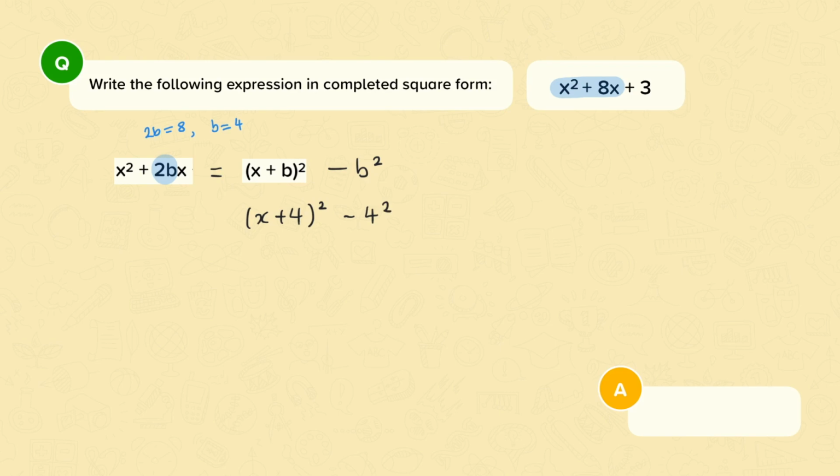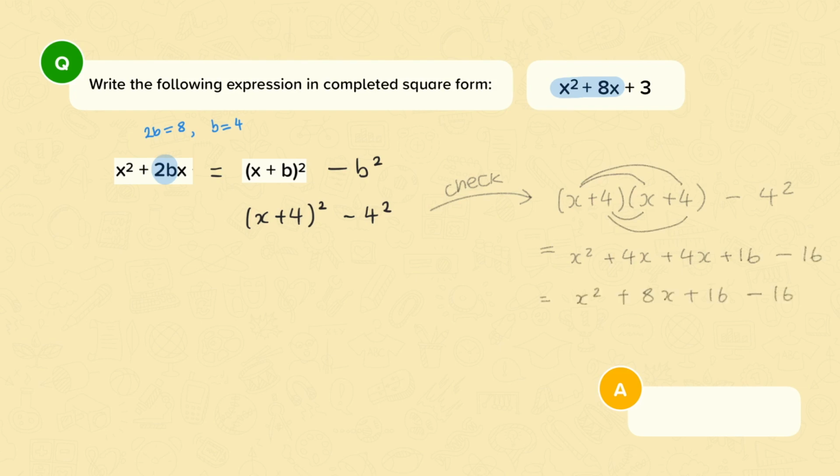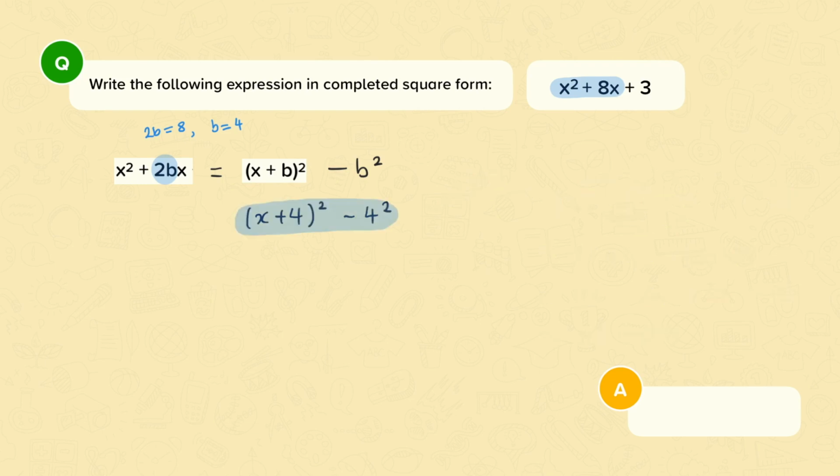Now, as this is the first example, let's expand this out just to check that it's all working. So x plus 4 all squared is x plus 4 times x plus 4. So that's x squared plus 4x plus 4x plus 16. And that makes x squared plus 8x plus 16. And so subtracting the 4 squared, or subtracting the 16 from this, will give us x squared plus 8x by itself. So that's the first part of the expression dealt with.